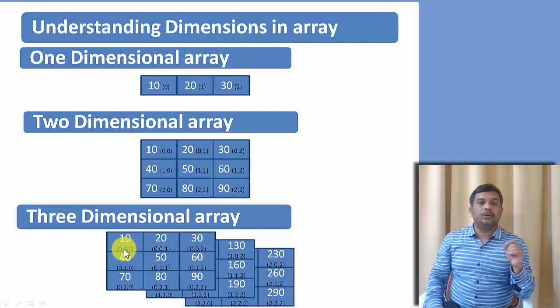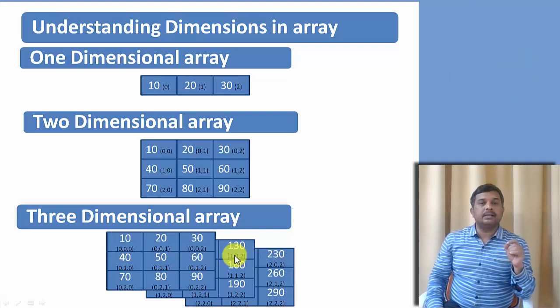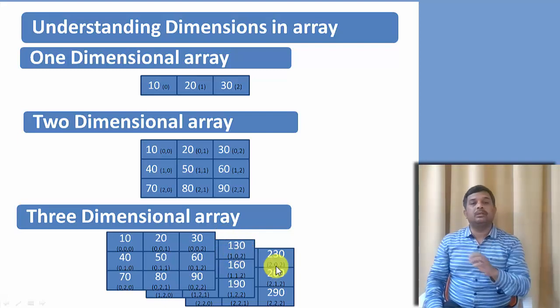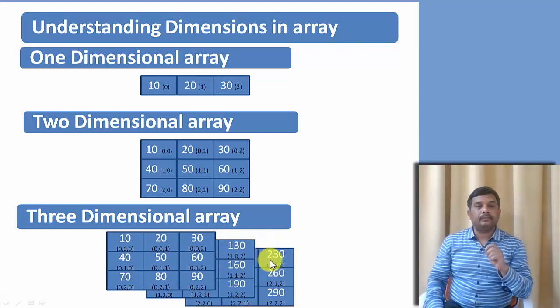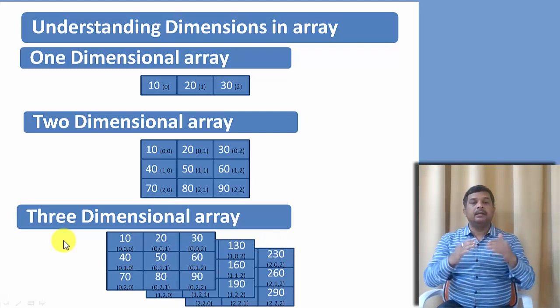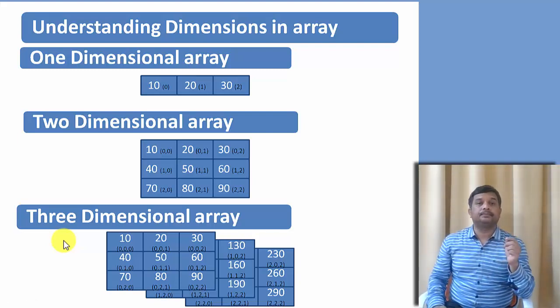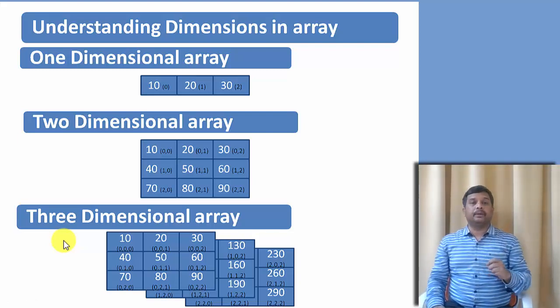0, 0, 0 indicates the element 10. 1, 0, 2 indicates element 130. 2, 0, 2 indicates element 230 according to this particular example. It means if I have an n-dimensional array, then I can represent it with a collection of n-1 dimensional arrays. Let us see the operations.